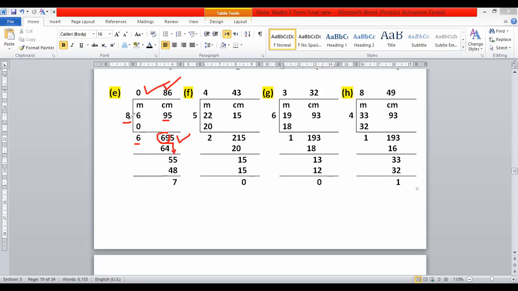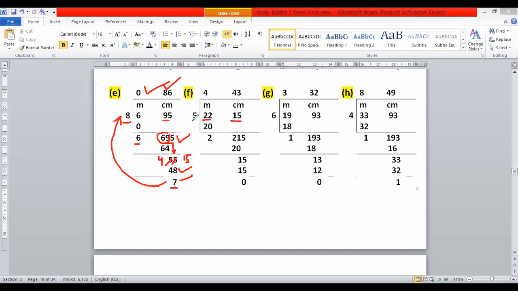After that, 8 6s are 48, and 55 minus 48, 7. Take 1 carry from here, here you get 4, and here you get 15. 15 minus 8, that is equal to 7. Dear students, this remainder should be less than this divisor. If this comes greater than this, it means your answer is wrong. So next one, 22 meter, 15 centimeter.